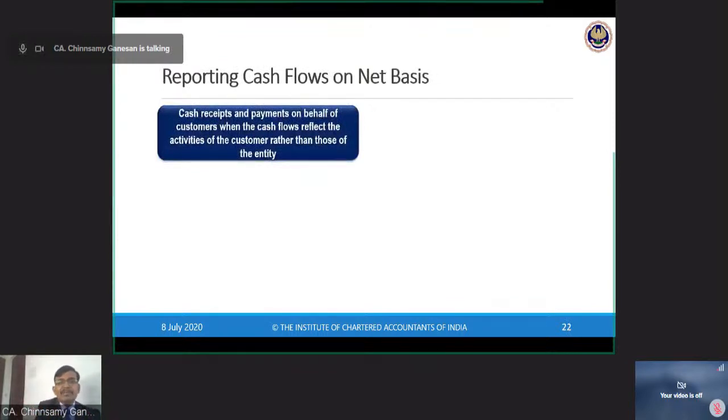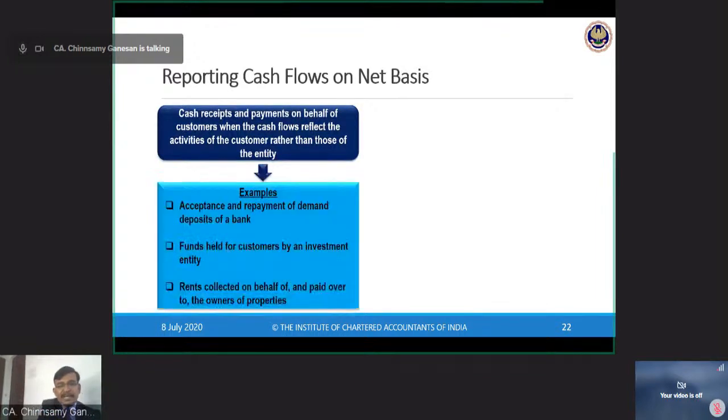Cash receipts and payments on behalf of the customers rather than those of the entity. For example, demand deposit acceptance as well as repayment by a bank. They can show on a net basis. Funds held by customers by an investment entity can be shown. Rent collected on behalf of the owners of the property as well as paid. For example, rent paid and sublet lease income received. You can show on a net basis.